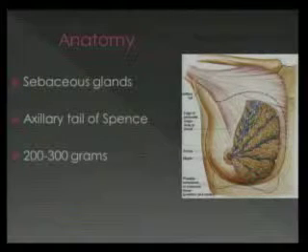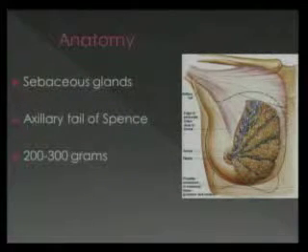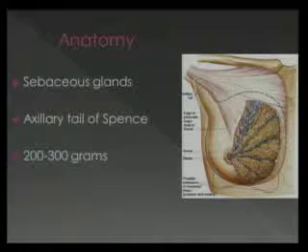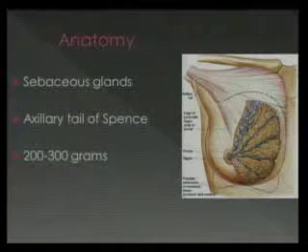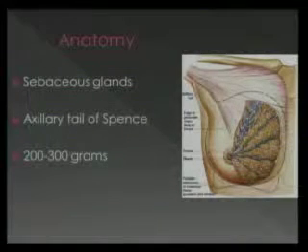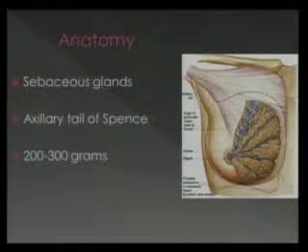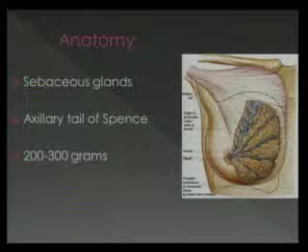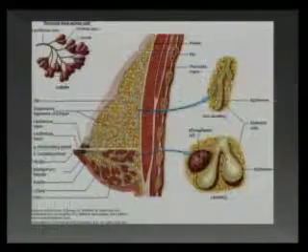The periphery of the breast is predominantly fatty tissue, and as you can see right here, the glandular tissue is more in the central area. You do have a lateral projection of the glandular tissue that extends to the upper outer portion of the breast, which is going to be called the axillary tail of Spence, as you can see here.